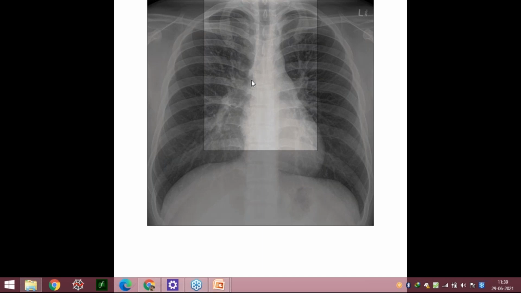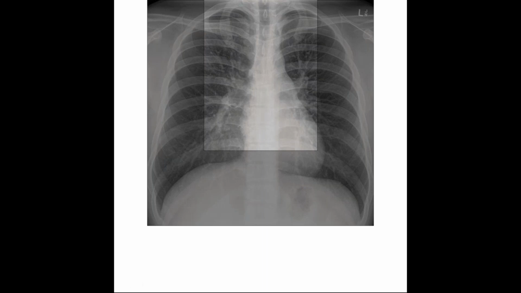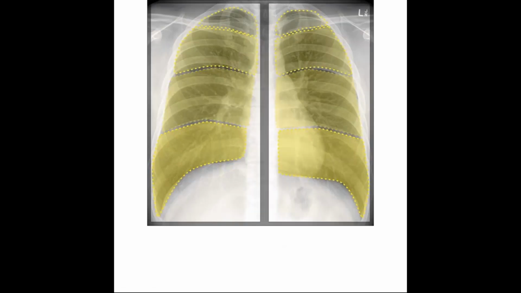Okay. Then we go about assessing the breathing part. B is breathing. Breathing will include your lung fields. So if we go on to the next slide, this is what the breathing part is. Now in the breathing part, what you have to see is whether both the lungs are equal in size and equally expanded.